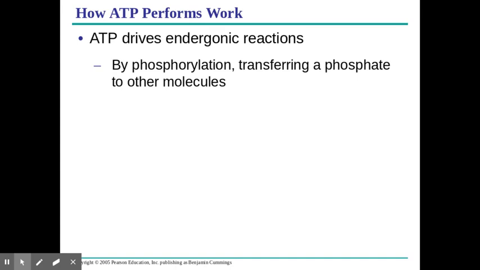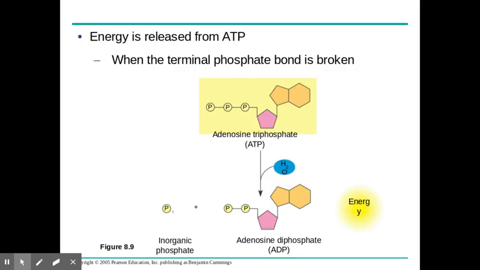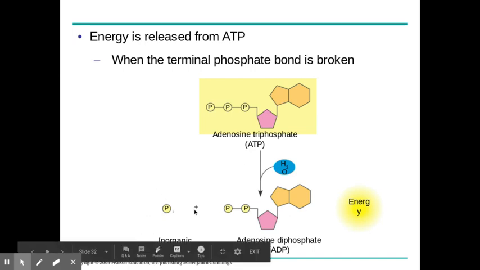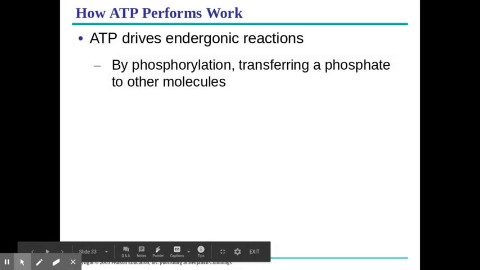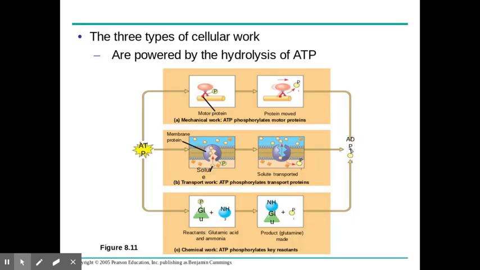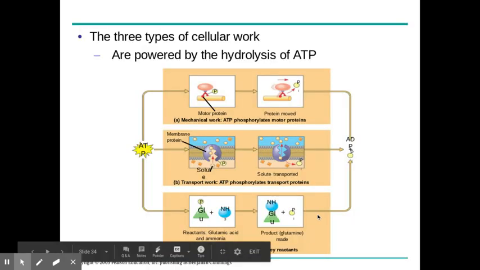So what can that do? It drives an endergonic process. What does that mean? An endergonic process, remember, is one that stores energy. So ATP is going to release that energy, and that energy can then be used and stored in a different molecule. So one of the ways it does that is by phosphorylation. So that means simply transferring that phosphate. So if I go back, this phosphate that broke off is going to be transferred to a different molecule. That's what phosphorylation is. So there's 3 really types of cellular work that are powered by hydrolysis of ATP.